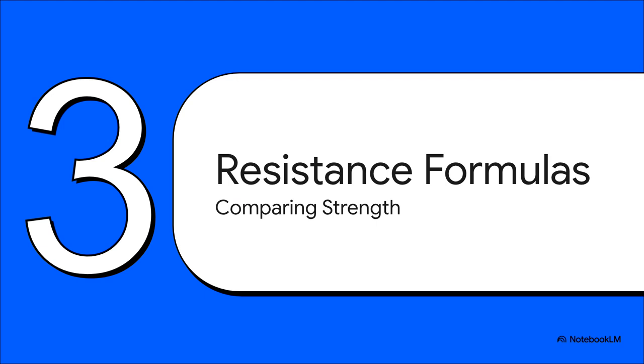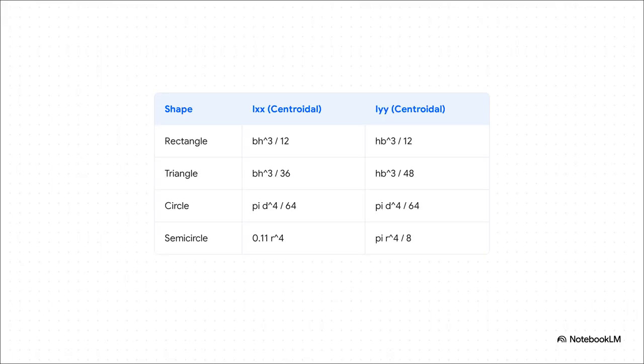Which leads us to part 3, shape resistance formulations, comparing strength. Let's look at how these concepts actually build into concrete formulas. Take a look at this table. Comparing these predefined moment of inertia formulas reveals some massive structural secrets. Let's look at the rectangle. See how the height value is cubed? That means a taller rectangle is exponentially stronger against bending than a wide, flat one.